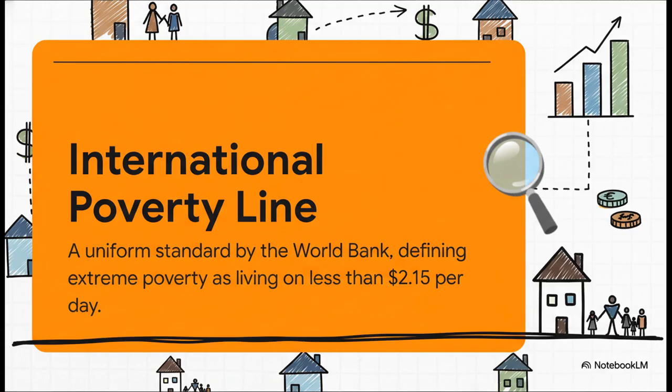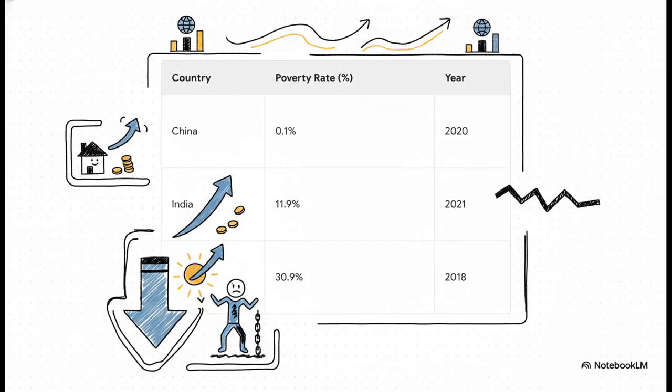The World Bank sets this line to measure extreme poverty. Currently, it's defined as living on less than $2.15 per person per day. Using this single benchmark allows us to get a clearer picture of extreme poverty across the entire globe. This table gives us a snapshot of that global picture, and it tells a very powerful story.